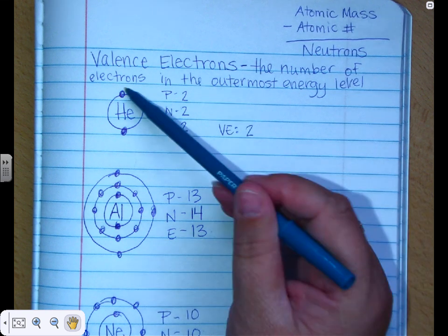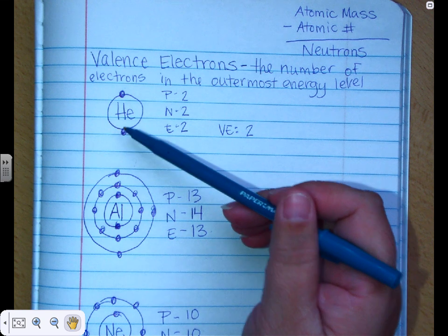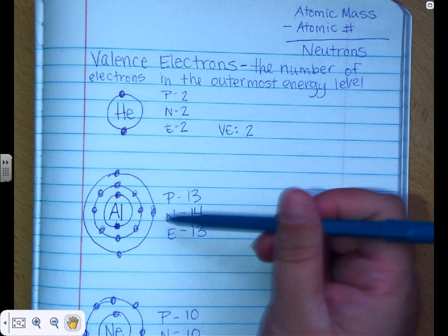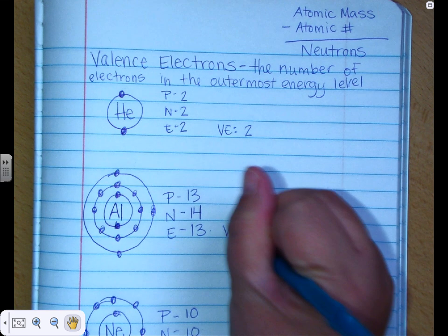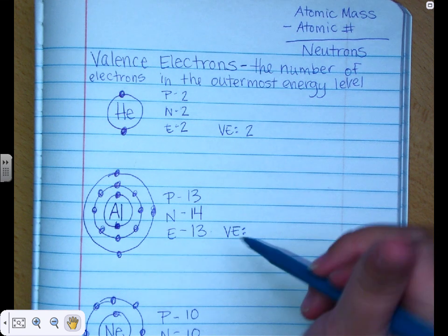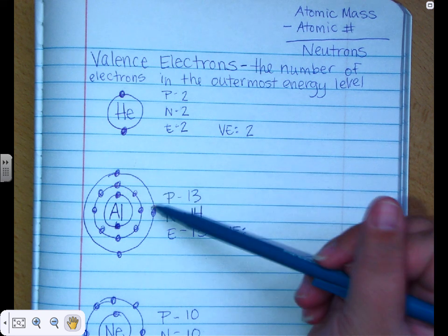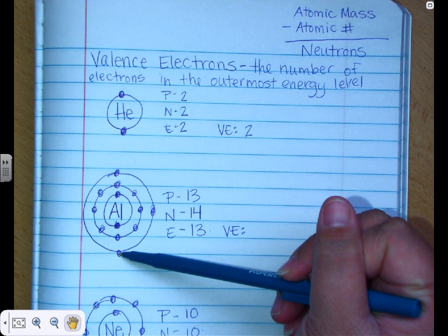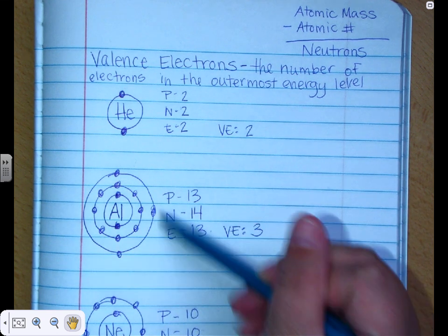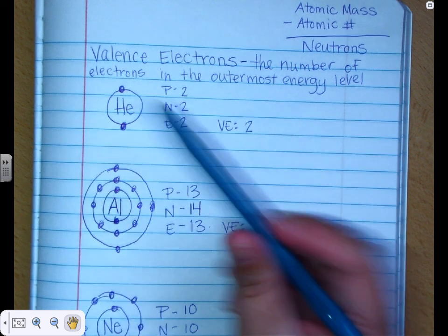Okay, so let's look at aluminum. How many valence electrons does aluminum have? 3, because on the outside there's 1, 2, 3. Okay? This is the outermost energy level. You know it because it's on the outside. Get it? Outer energy level, outside. Okay. And then we look at neon. And how many valence electrons does neon have? 8.